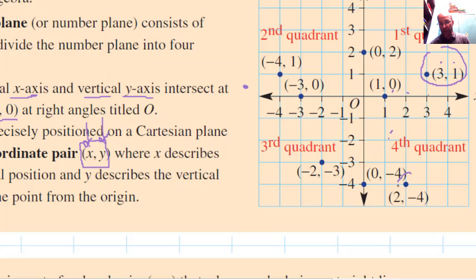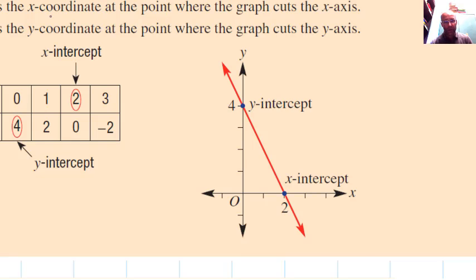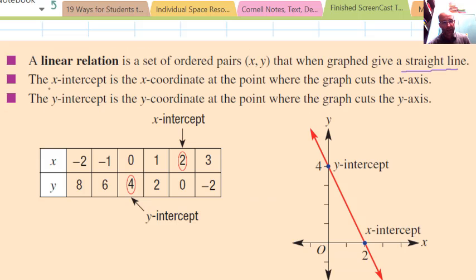Whereas down here in the fourth quadrant, if we look at that one there, which is 2, negative 4, we've got to go positive 2, but we go 1, 2, 3, 4 down this time, that's negative 4. And if we look at one last one, negative 2, negative 3, 1, 2 to the left, and 1, 2, 3 down. Okay, it's a whole lot of points which make a straight line. We can get a rule from that.